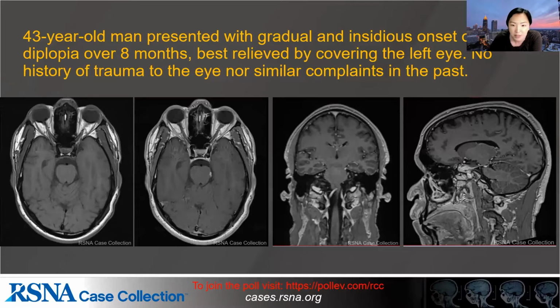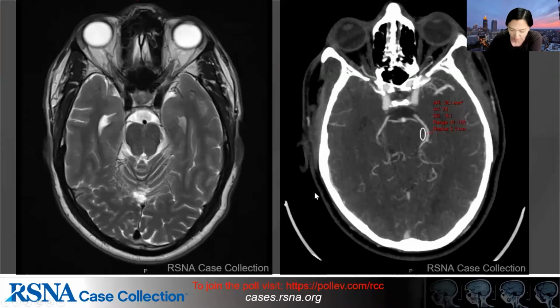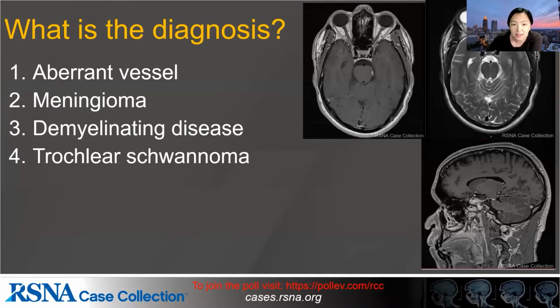Next slide, please. Here we have additional images highlighting the area of interest, an axial T2 weighted image, as well as an axial CTA image. And you may notice that on the CTA image, the area of interest is highlighted and demonstrates relatively less enhancement than the vessels seen here. So take a moment, take a look at that. Think about what this may be, and we'll go to the next slide.